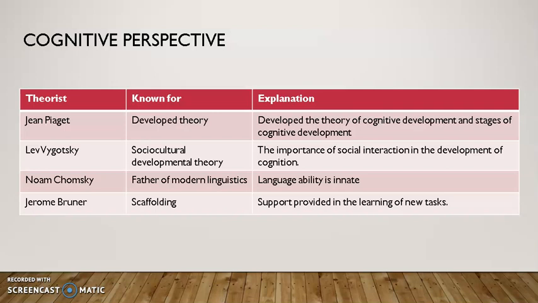Then Noam Chomsky was known as the father of modern linguistics, and he believed that language is innate. Apologies for that error there in the word innate, but he believed that language ability is innate. We're born with it, and it's something that we don't necessarily have to acquire, but it exists within our range of possibilities. And then Jerome Bruner developed the concept of scaffolding, which is really about the support provided to the learning or development of new tasks and abilities.